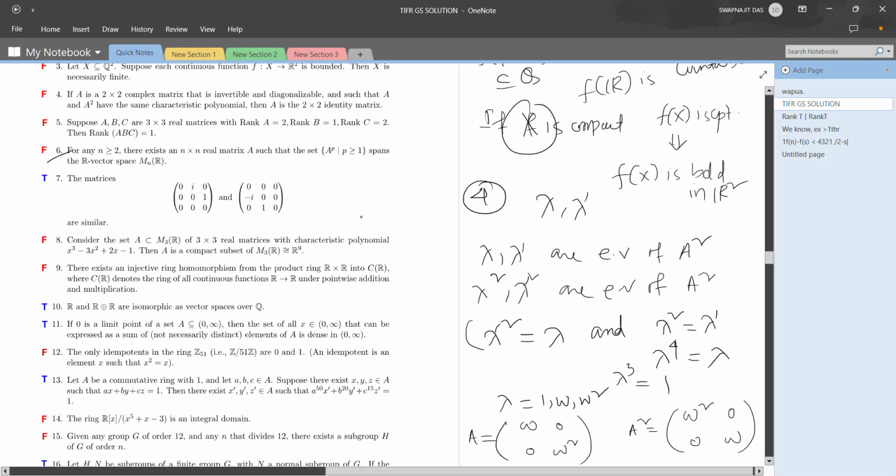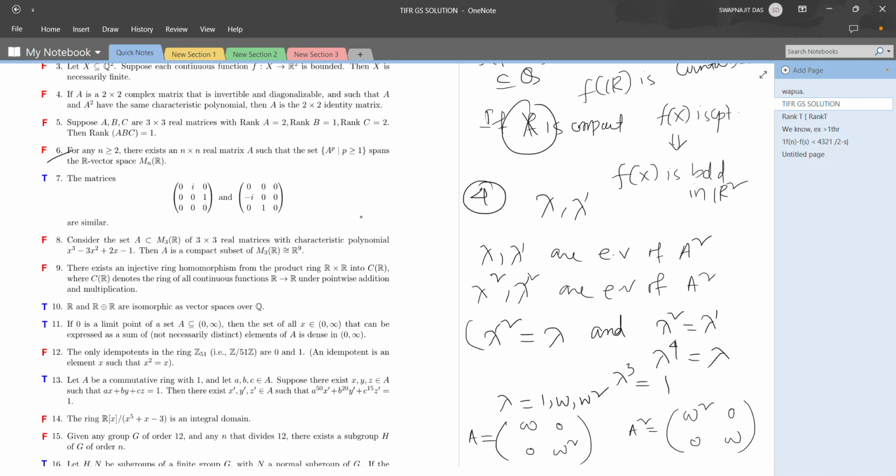Okay. That means this is false. Okay. Question number 7. Two matrices are similar if and only if they have the same Jordan form. You need to know Jordan canonical form. The Jordan canonical form is the same. Just find the Jordan canonical form of these.